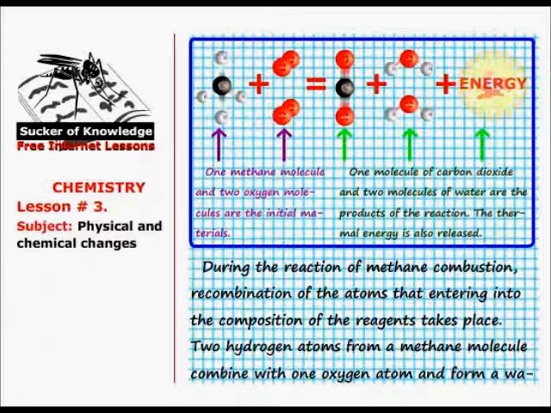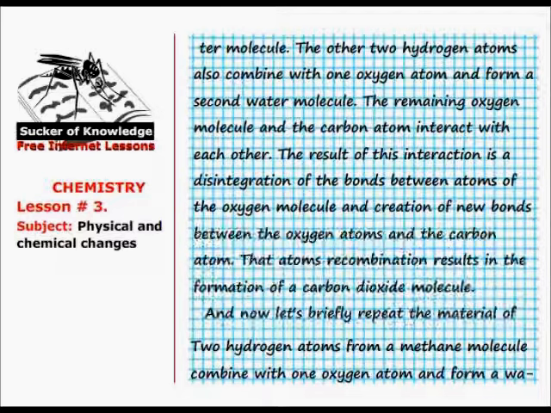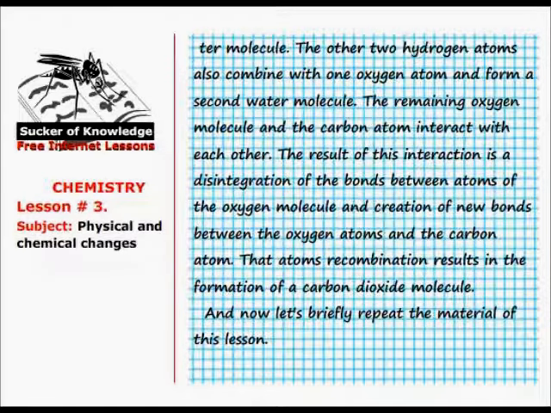During the reaction of methane combustion, recombination of the atoms that enter into the composition of the reagents takes place. Two hydrogen atoms from a methane molecule combine with one oxygen atom and form a water molecule. The other two hydrogen atoms also combine with one oxygen atom and form a second water molecule. The remaining oxygen molecule and the carbon atom interact with each other. The result of this interaction is a disintegration of the bonds between atoms of the oxygen molecule, and creation of new bonds between the oxygen atoms and the carbon atom. That atom recombination results in the formation of a carbon dioxide molecule.